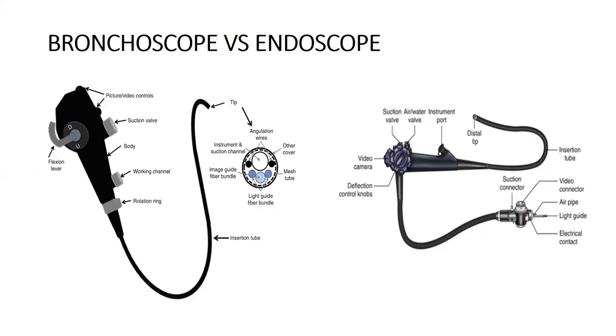So let's look at the basic difference between the bronchoscope and the endoscope. In a bronchoscope, there is a flexion lever, which helps to move the bronchoscope up and down. But in a bronchoscope, lateral movements are not possible by the operator. Whereas in an endoscope, there is a deflection control knob, which helps in performing upward and downward movements along with lateral movements. Whereas the bronchoscope is diagnostic and has limited therapeutic value, the endoscope has both diagnostic and therapeutic value.